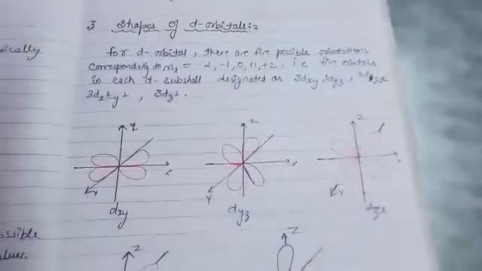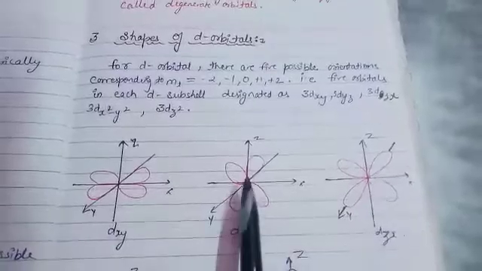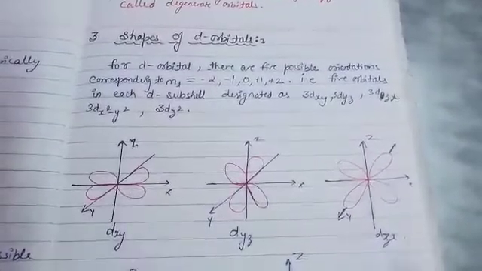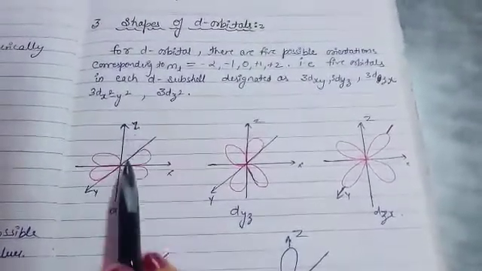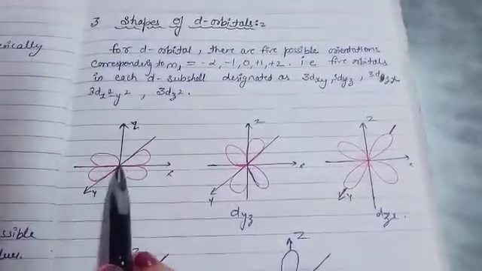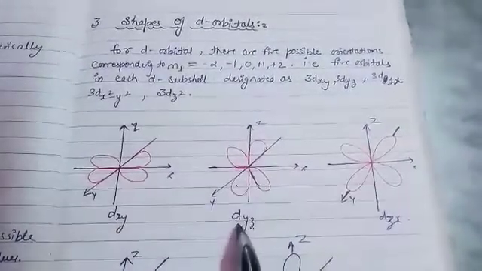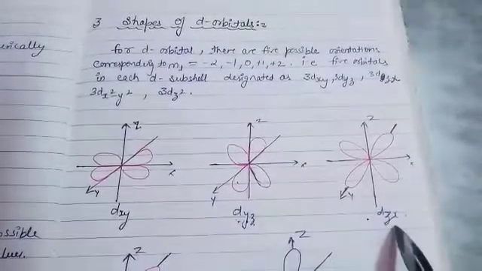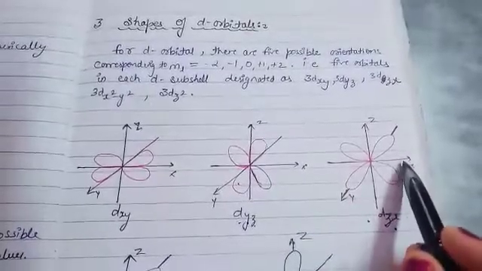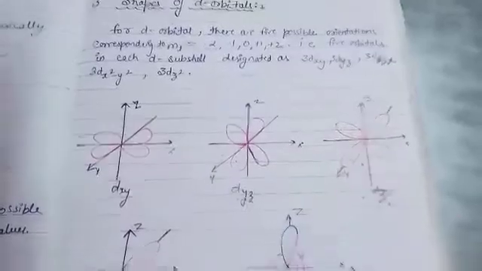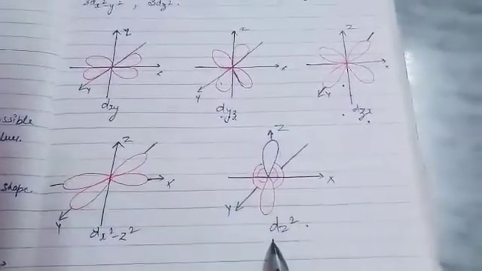The d orbitals are double lobed, dumbbell shaped. This one also looks like a dumbbell shape, but the lobes are 2, it's a double lobe structure. Now just see dxy, with x-axis, y-axis and z-axis, so this structure is of dxy. Another one is dyz, double lobe structure. Then dzx, along the y-axis and in between the x-axis and z-axis. Then another one is dx square minus y square, and the last one we have is dz square.